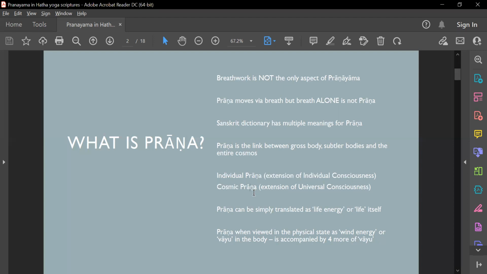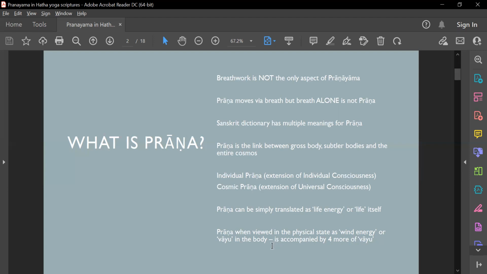So simply put, prana can be translated as life energy or life itself. So it is not wrong if you call prana life energy, or even if you call prana life itself. In fact, in many of the southern Indian languages, prana means life. That is the literal meaning of the word prana in day-to-day usage. When they say a person has died, they say prana is not there anymore. That means life itself is not there anymore.